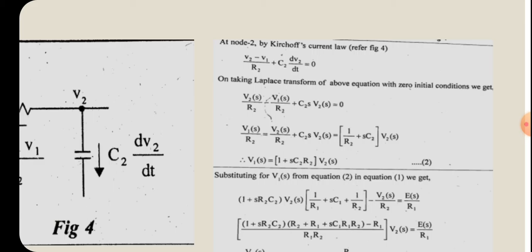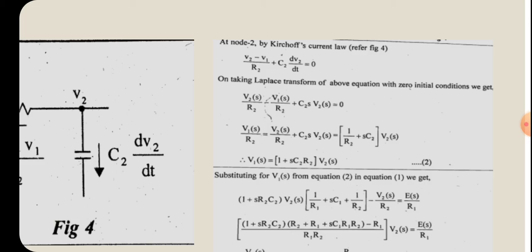So in this equation we can rearrange by taking V1 of S by R2 on the left hand side, and all other terms will go to the right hand side. So V1 of S by R2 will be equal to V2 of S by R2 plus C2 S into V2 of S. In that, V2 of S can be taken outside, so we will get V1 of S is equal to 1 plus S C2 R2 into V2 of S. That is equation number 2.